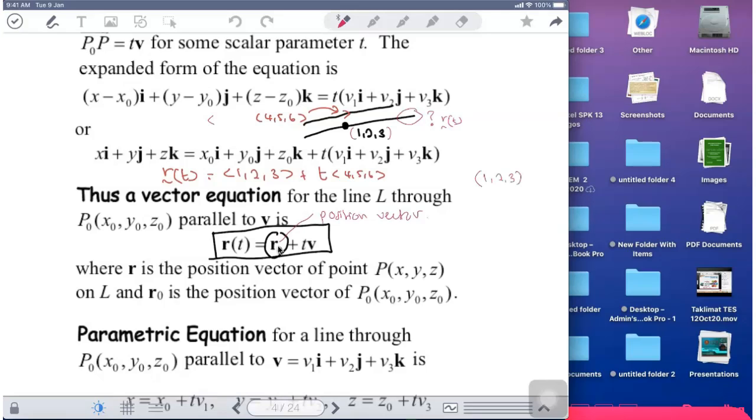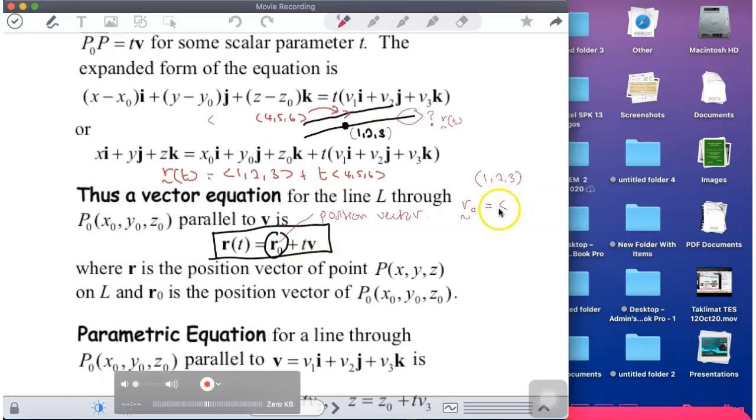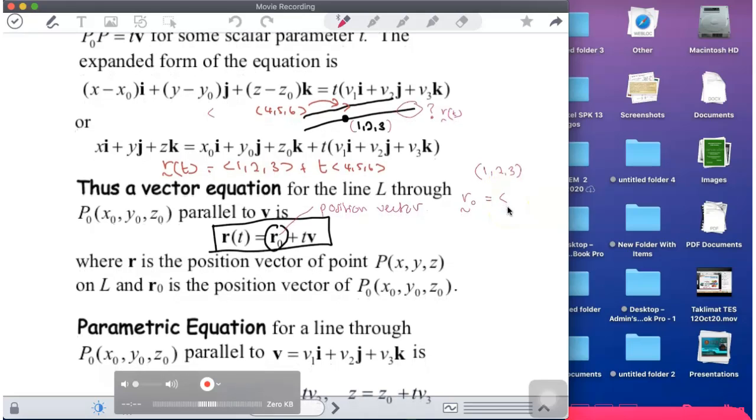And then how can you obtain the position vector? R naught here represents the position vector. Now you just convert the point to this kind of bracket. Sorry, I don't remember the name of this particular bracket, I will figure it out later. From a point, you can change into a vector just using different brackets. So you just put 1, 2, 3, and now you know that this is called the position vector.